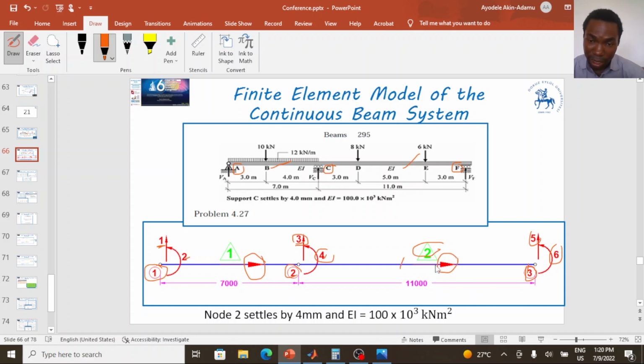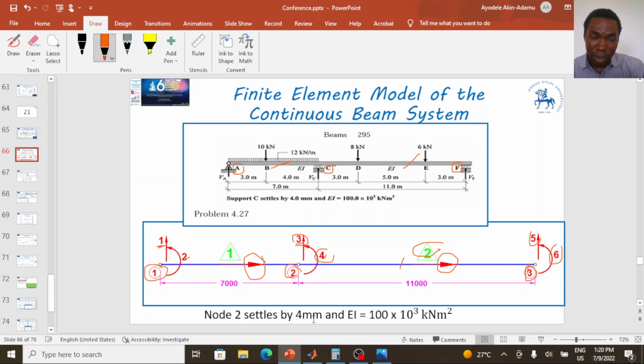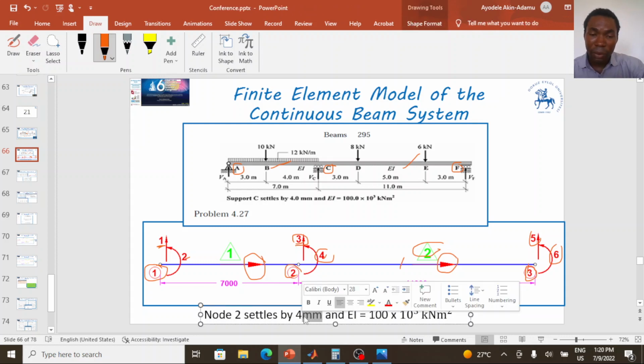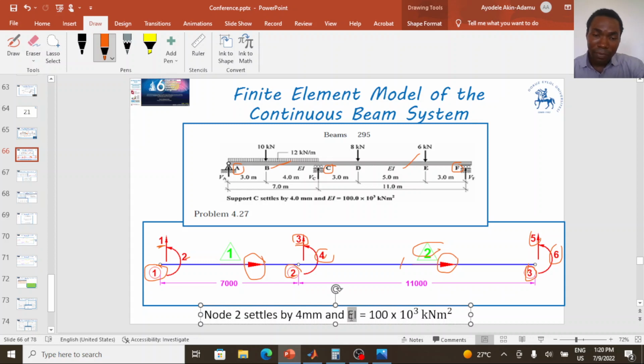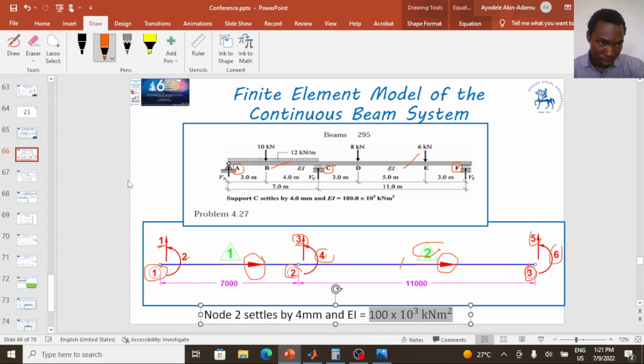So we use the arrow head direction to denote which is our start node and which is our end node. We're also not going to forget this 4 mm settlement at node 2, which is stated in the problem. So we're going to consider this 4 mm in our finite element analysis. And we are also told that the flexural rigidity EI is equal to this value here. So I'll move to the next slide.